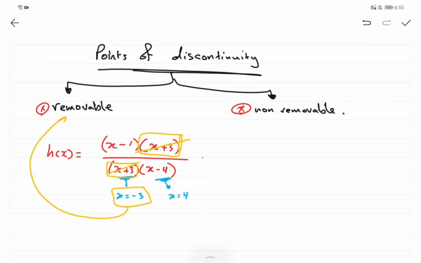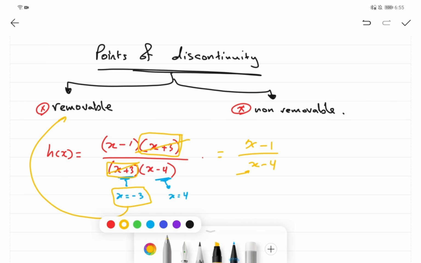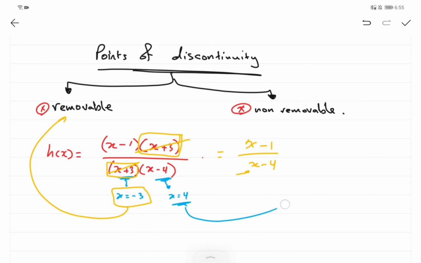Why? Because we managed to remove x plus 3, and the function h of x is going to be x minus 1 over x minus 4. So in this situation, x equals -3 is called removable. And because we're still having x minus 4 in the denominator, it is non-removable, because we couldn't remove it from the denominator. So x equals -4 is called non-removable.